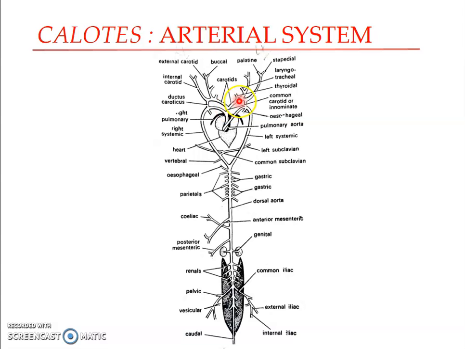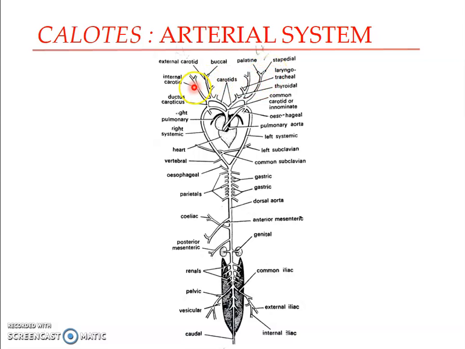Okay, and on each side you can see it gives off a thyroidal branch, and soon after that the carotid divides into two. Okay, external carotid and internal carotid. From the external carotid emerges the laryngotracheal artery and the buccal arteries, while from the internal carotid you can see palatine and stapedial emerging out.